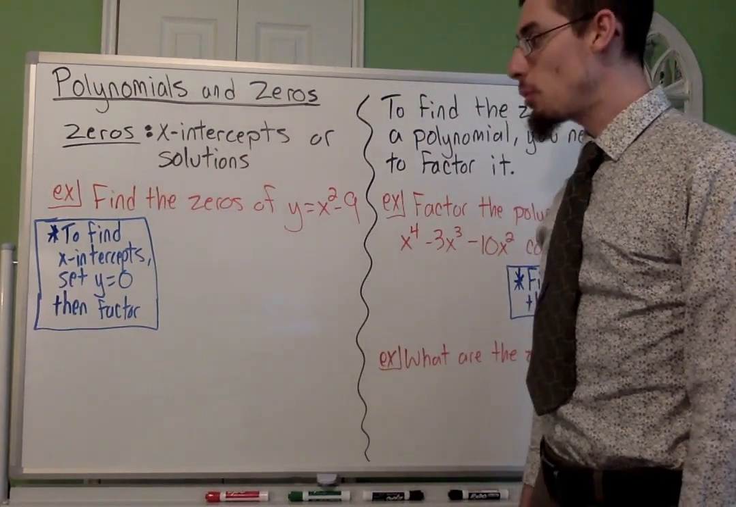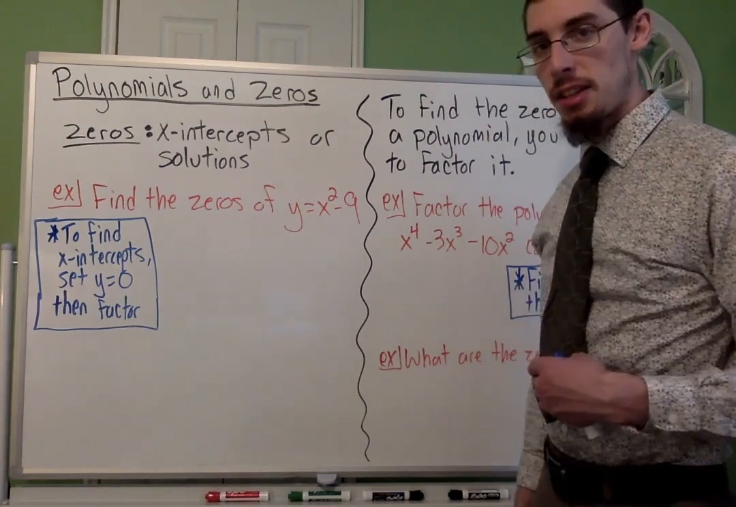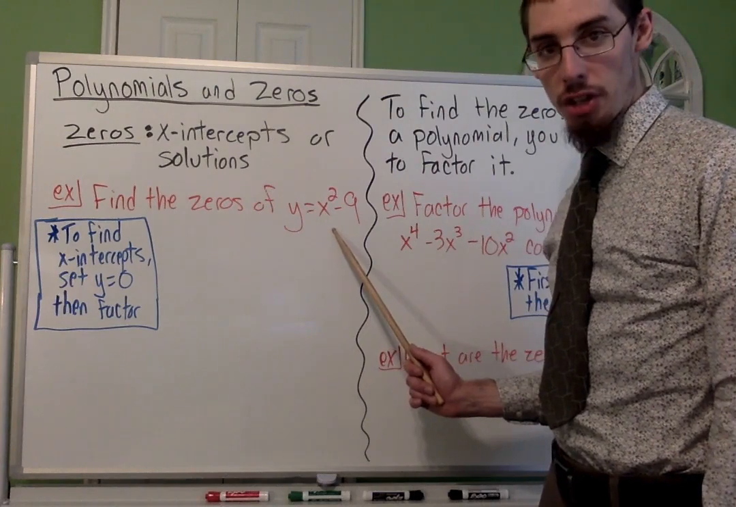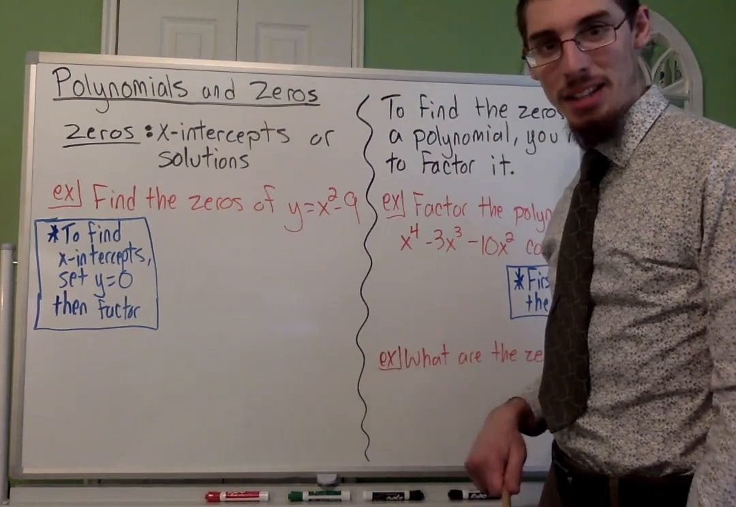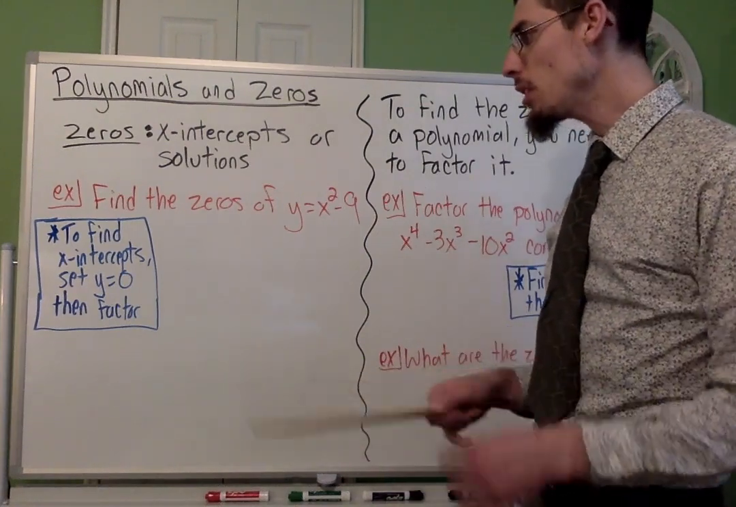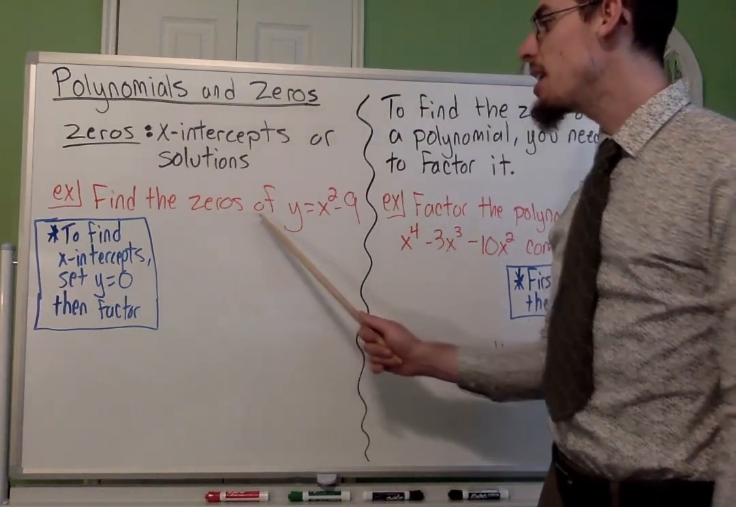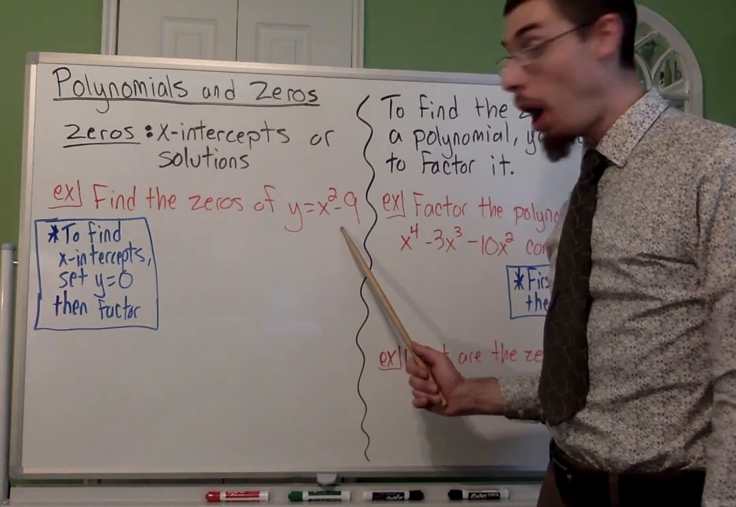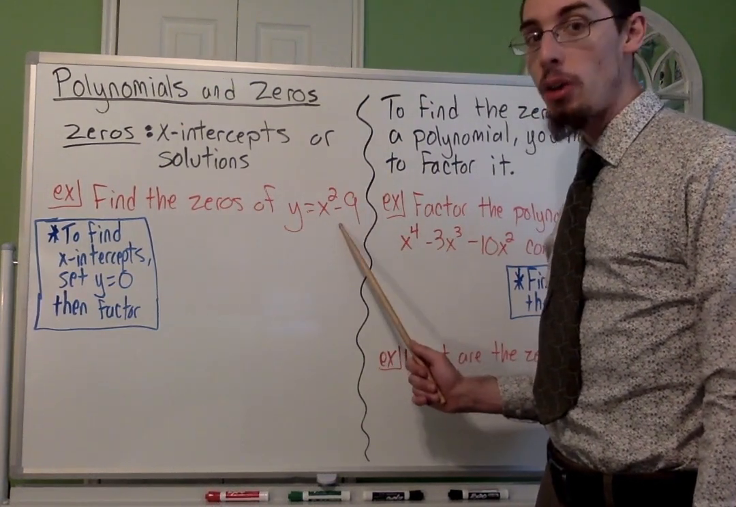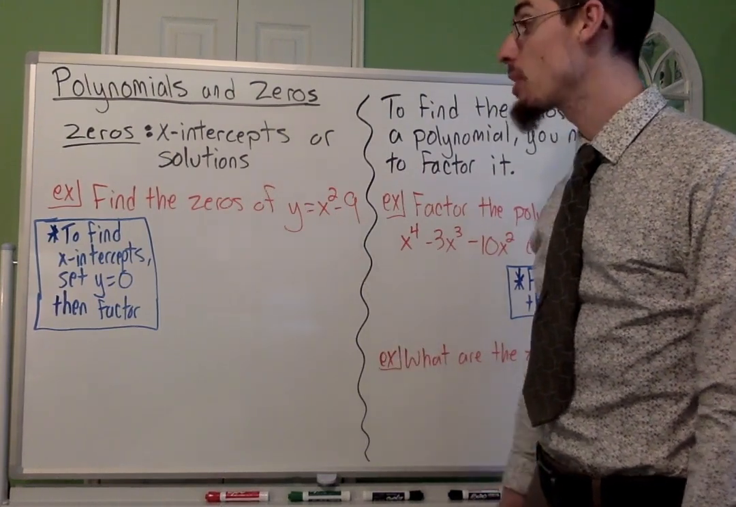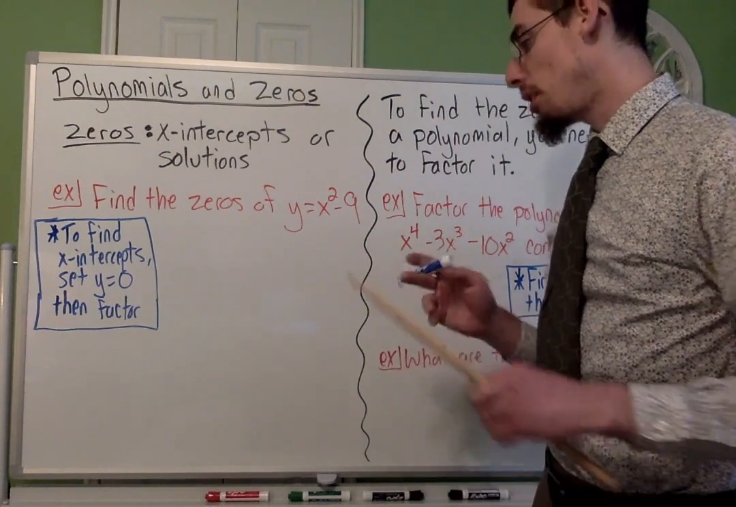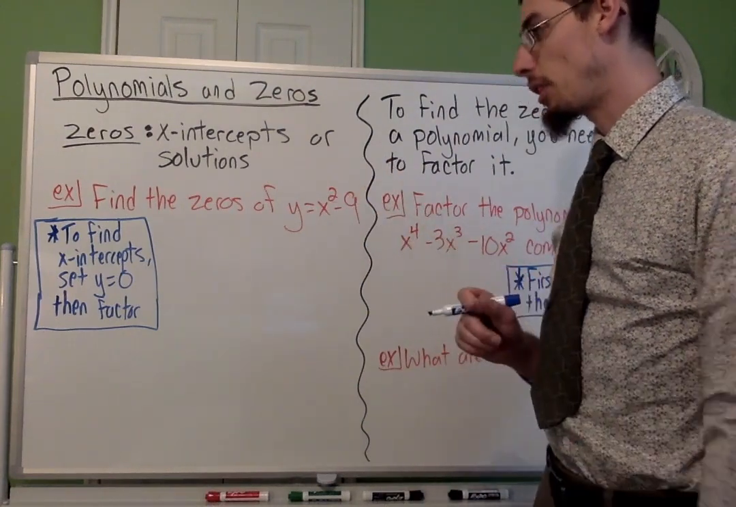So what we're going to do is to kind of ease us into this, we're going to focus on an example using a quadratic function so that way we can relate it to things we've already done and then move forward from there. So what we're going to do is we're going to find the zeros of y equals x squared minus 9. A binomial quadratic. So we're going to find the zeros of this function.